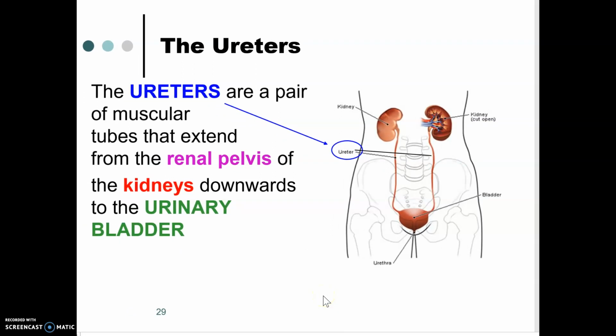So from the kidney, we have these pair of muscular tubes, one for each kidney, that are the ureters, and they're going to collect the urine from the renal pelvis, and they're going to carry the urine away from the kidney, downwards, and into the urinary bladder. So on the picture here, you can see how the kidneys are connected to the bladder via those muscular tubes.